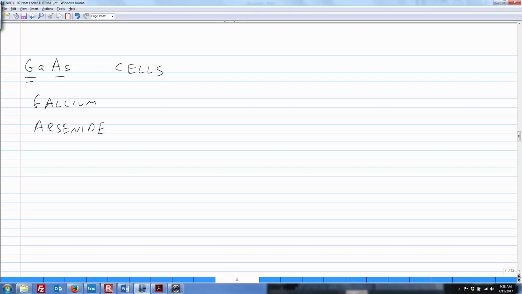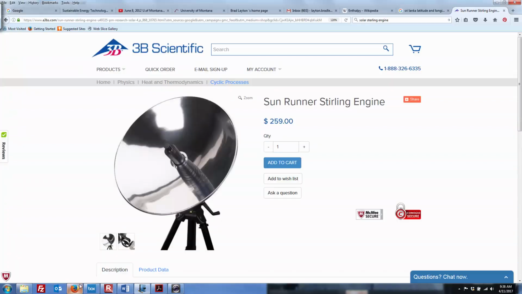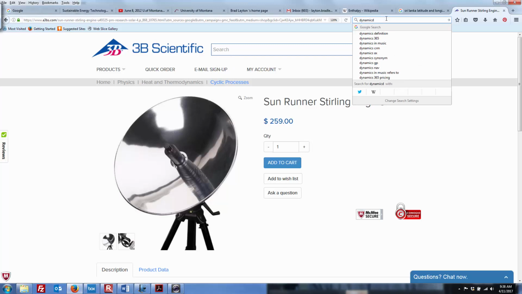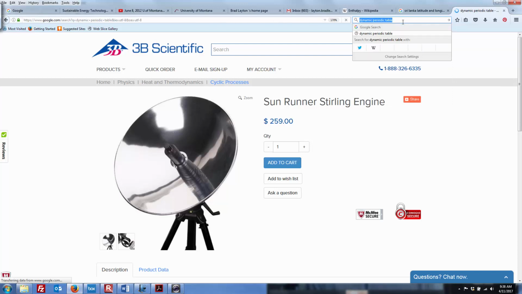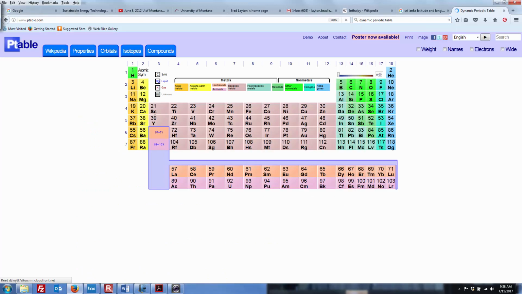Gallium arsenide PV cells, PV for photovoltaic cells, and let's take a look out here. I always like to go out to the dynamic periodic table for this one. All right, so let's take a look. We know that most conventional, typical solar cells are made with silicon. So here's silicon right here on the periodic table. It sits in a very special place. It actually sits right below carbon.